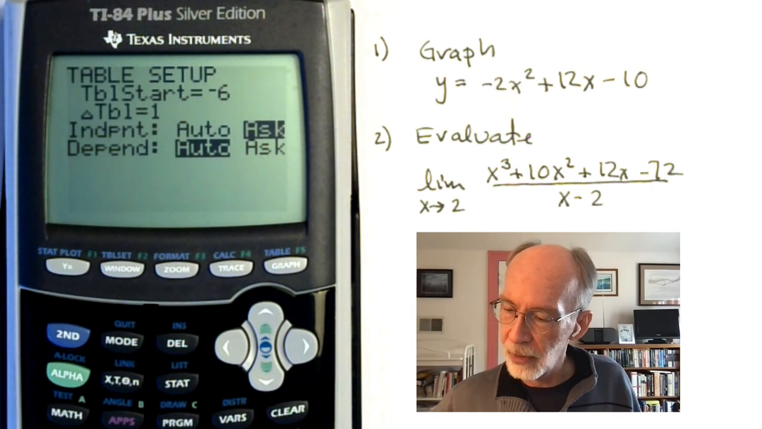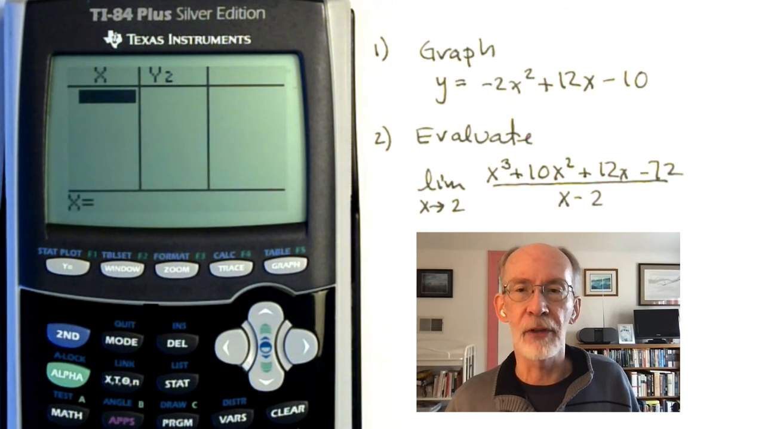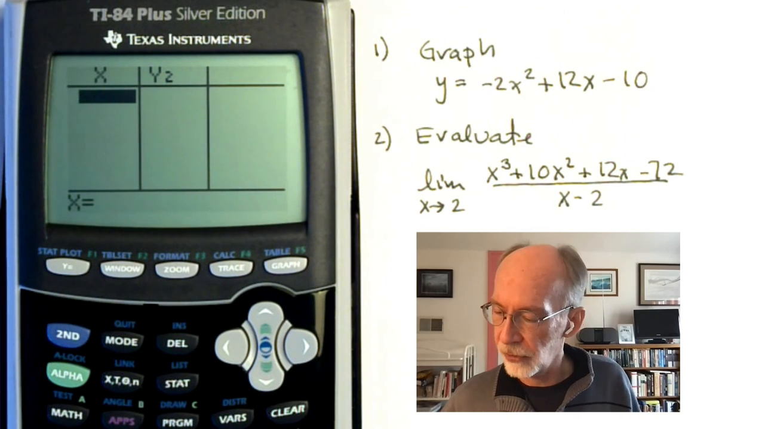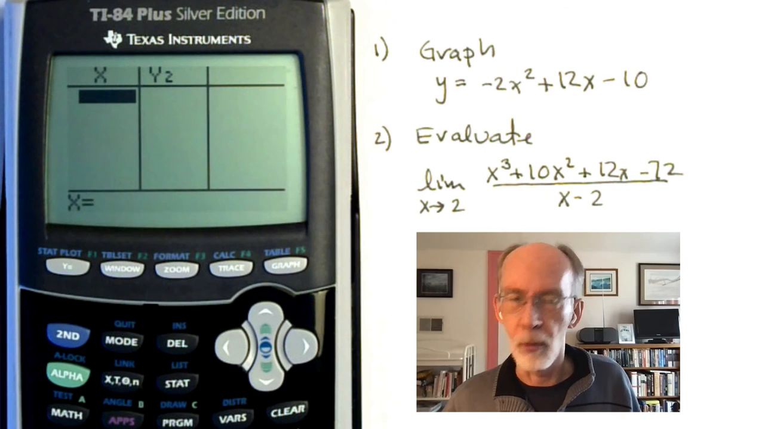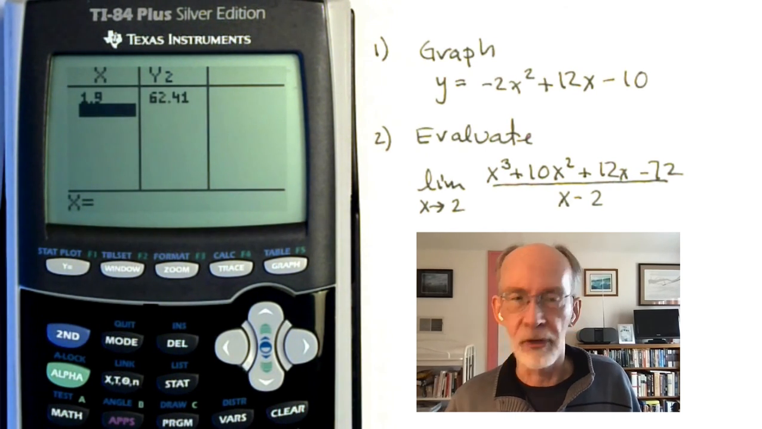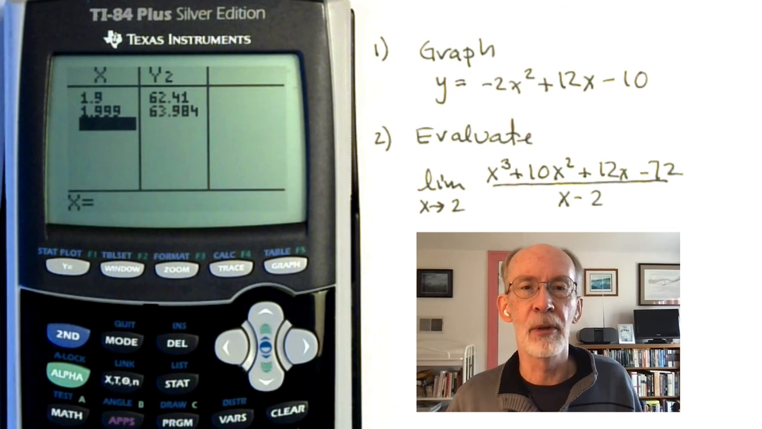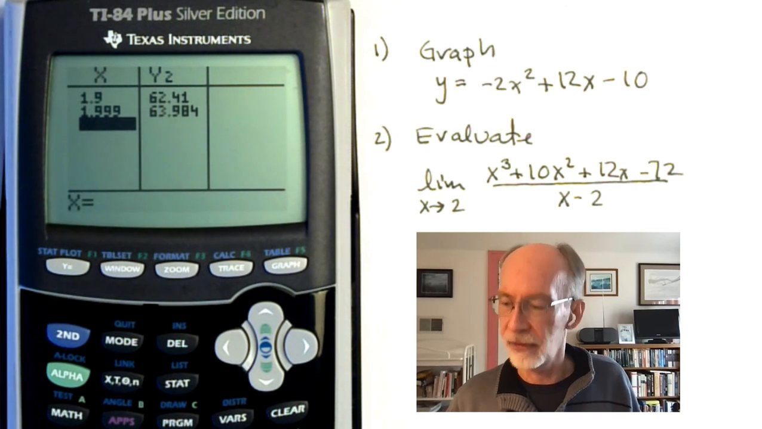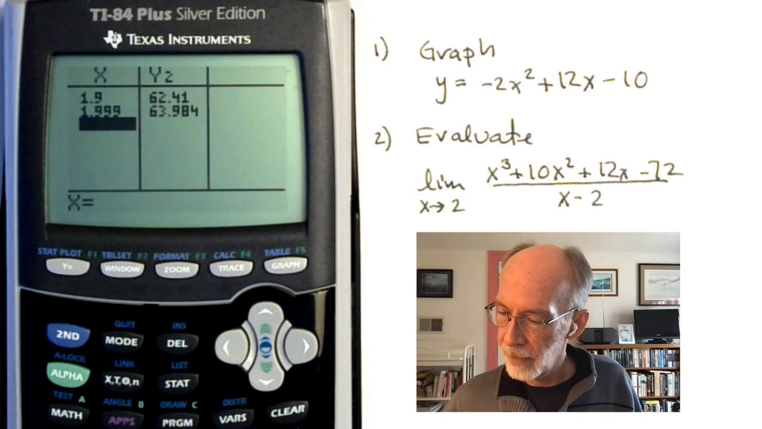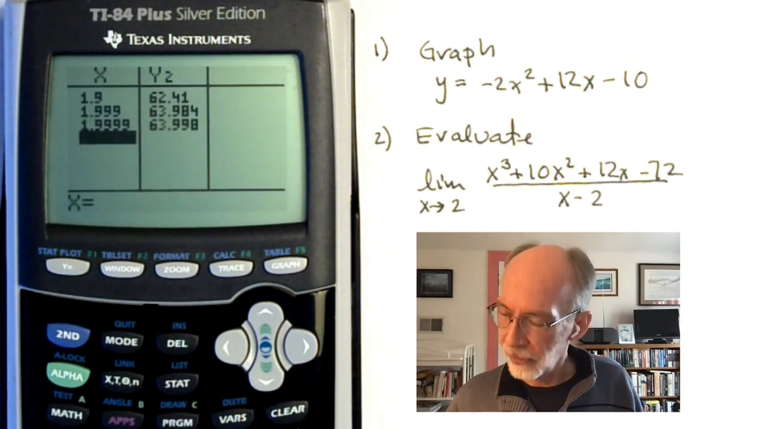What that does when we go into the table feature is it allows you to just type in whichever x's you like. So if I want to explore the limit of this expression as x approaches 2, I could maybe enter a 1.9 and then a 1.999. These don't have to be in arithmetic sequence as they do when you set it up in the way that we just saw. And as you see, we're coming out in the neighborhood of 64. Can add a few more 9s, and we get that much closer to 64.